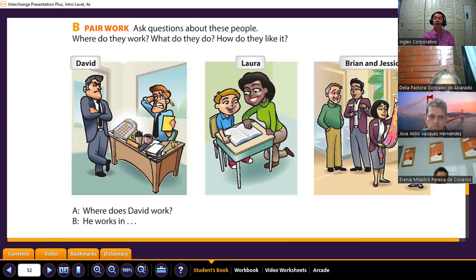In a store or in a restaurant? In a store. They work in a store. How do they like it? They like it. And I forgot one question.